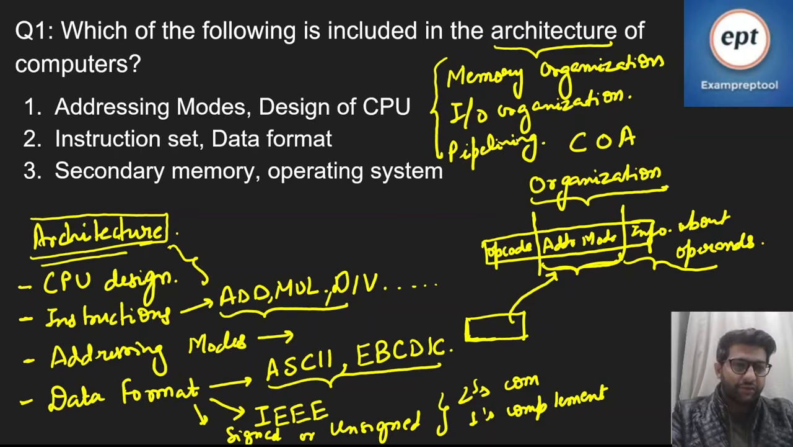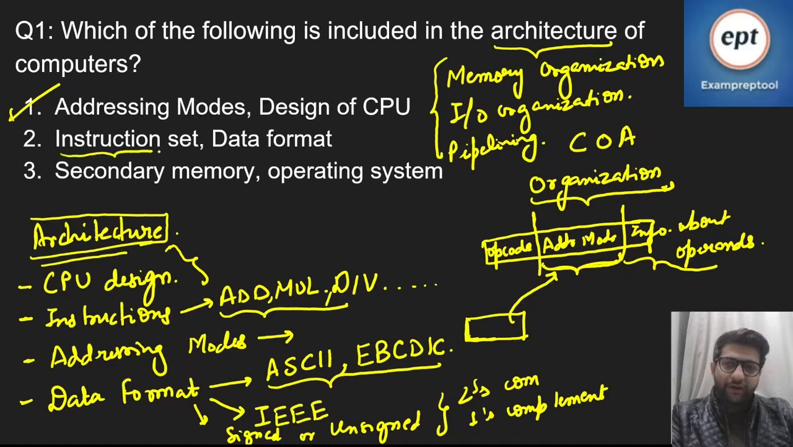So these types of concepts are part of the computer organization, how different components of a computer will interact with each other. So I'm repeating this again, that computer architecture will include the design of the CPU, the instructions that the CPU will support, the addressing modes, and the data format, right? So if we see the question, it is asking for which of the following is included in the architecture of the computer. So first option is saying that addressing mode and design of the CPU. Yes, these are part of the computer architecture. Instruction set and data format.